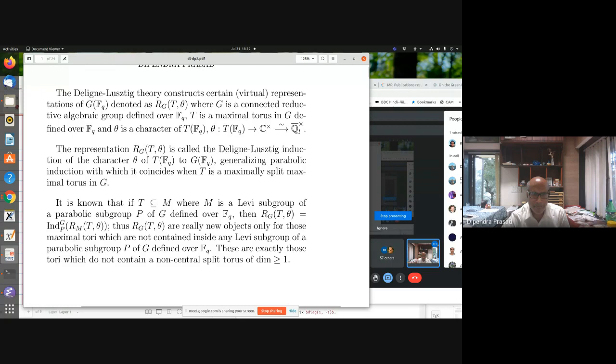There is this observation that maximal tori which are not contained inside any Levi subgroup are precisely those tori which do not contain a non-central split torus of dimension greater than or equal to 1. Therefore, Deligne-Lusztig induction is new only for those tori which are anisotropic, which means that they have no split component.